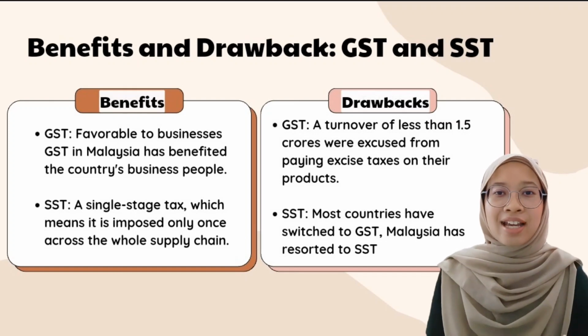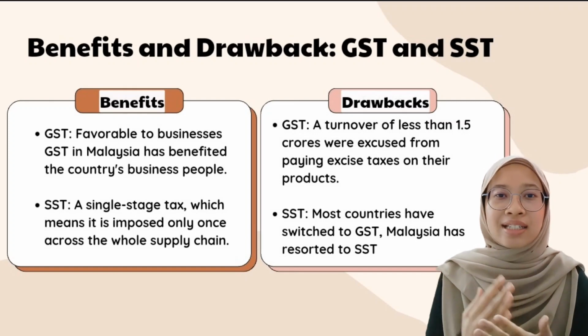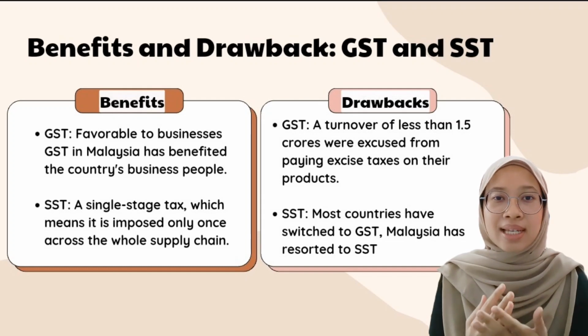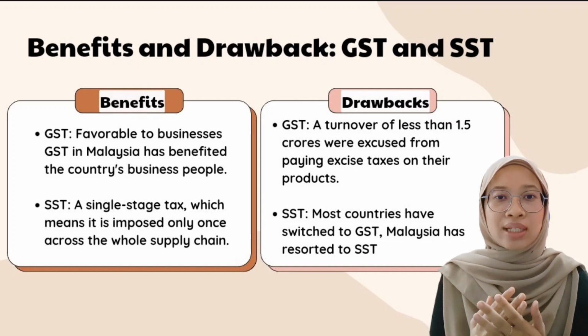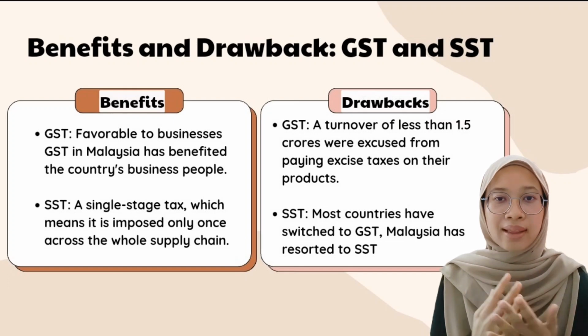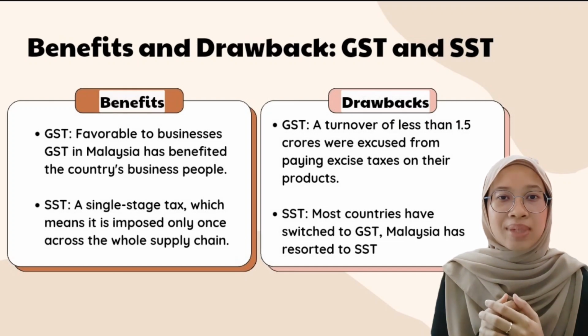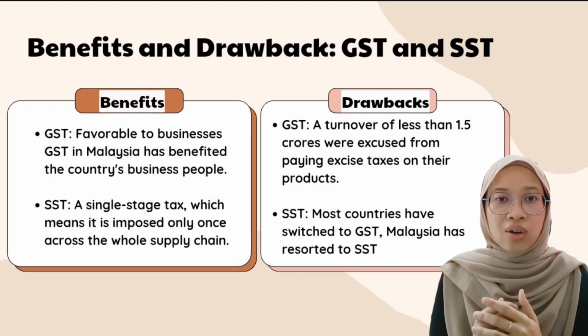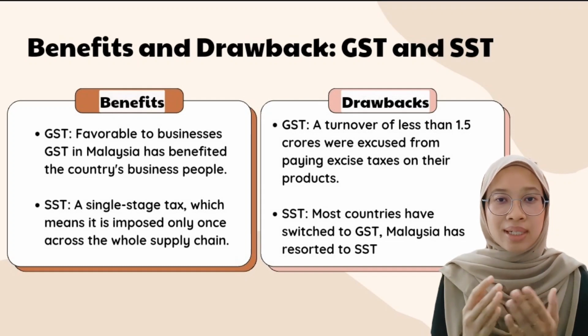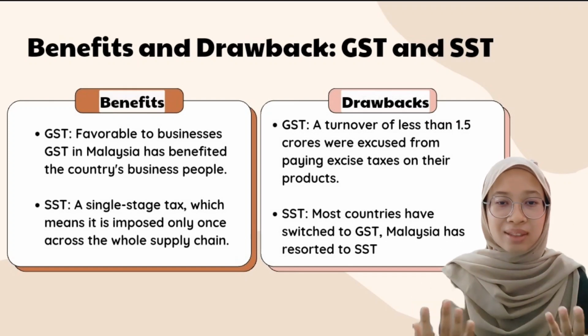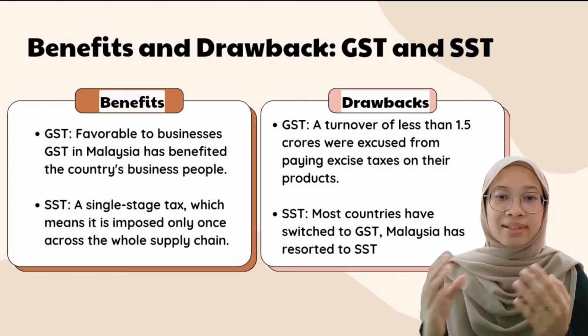And the last benefit is for SST, a single-stage tax, which means it is imposed only once across the whole supply chain, either when the product is produced or when it is imported into Malaysia. This means that everyone's cost of living will likely fall. Compensation will rise and businesses will be able to offer competitively priced products and services.